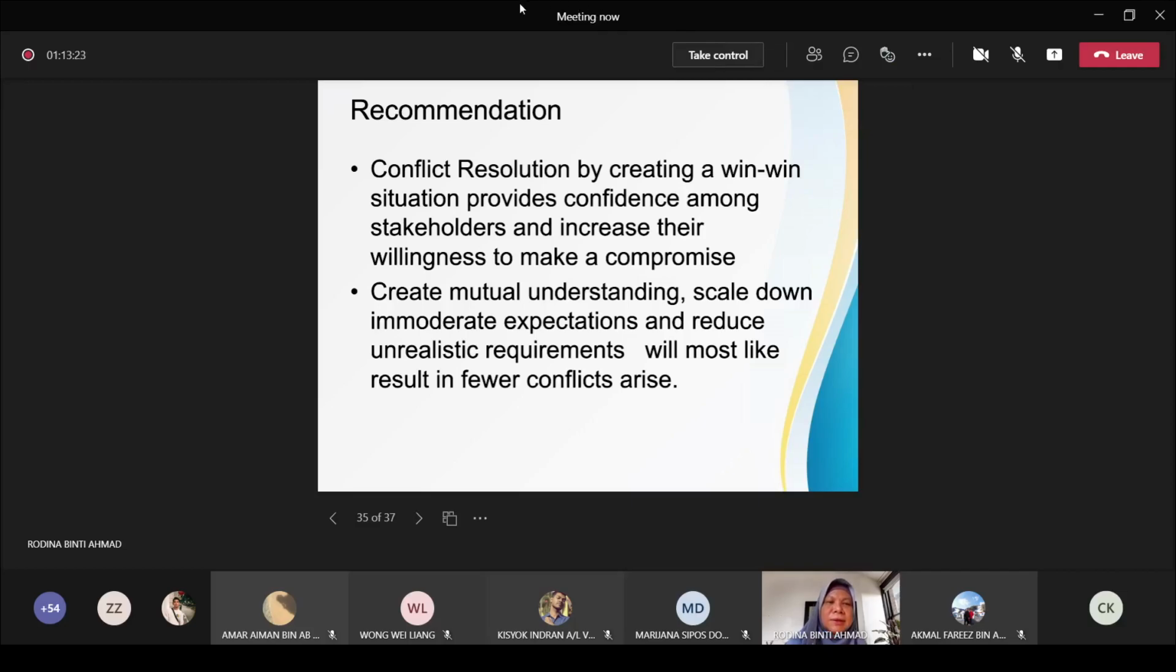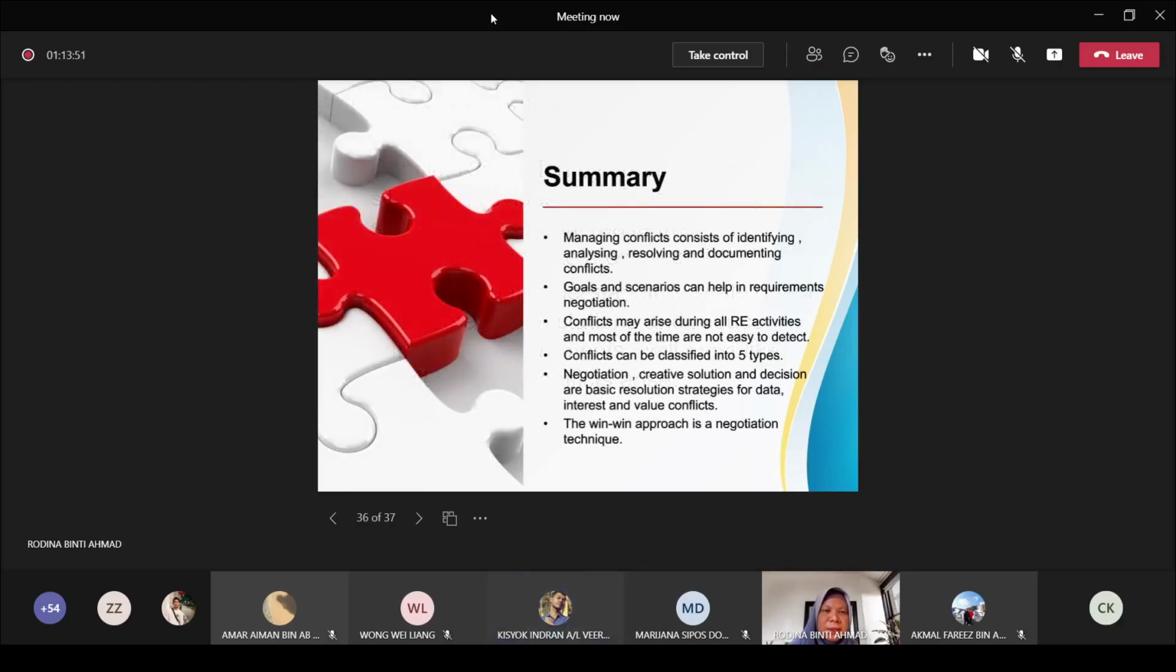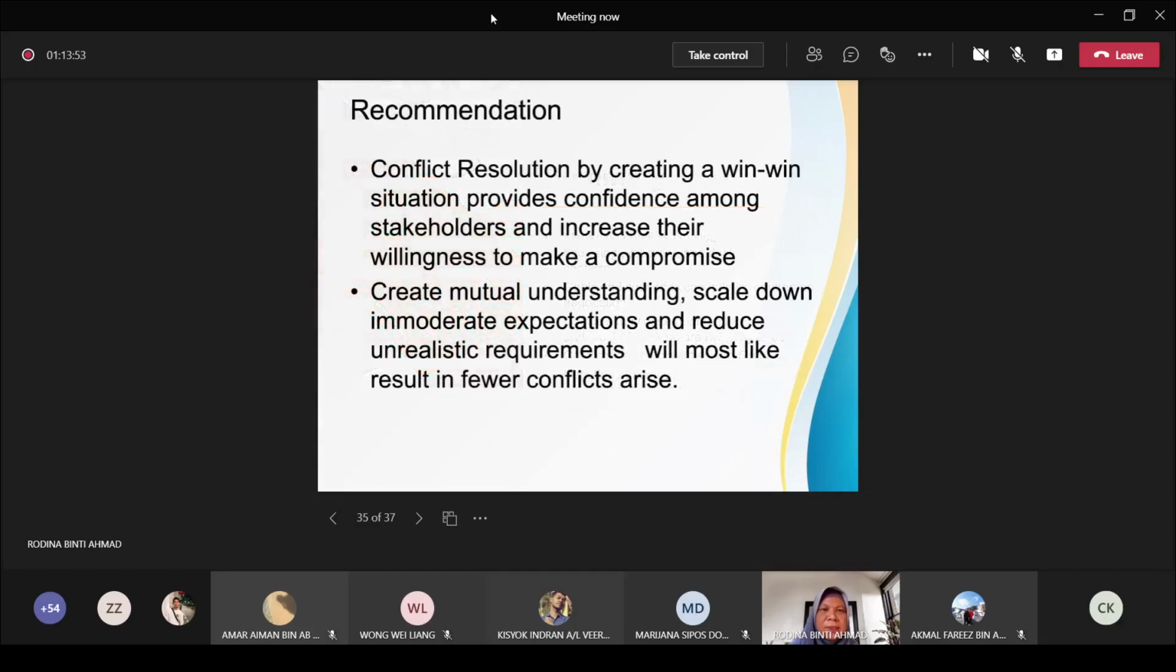Okay, so this is the recommendation as well, to wrap up what we mentioned about the win-win situation just now. Conflict resolution by creating a win-win situation provides some kind of confidence among stakeholders and increases their willingness to make a compromise, and also creates mutual understanding. Scaling down immoderate expectations and reducing unrealistic requirements will most likely result in fewer conflicts. Steps are also recommended. So basically, I just summarized that. These are the things that we have mentioned here as well.